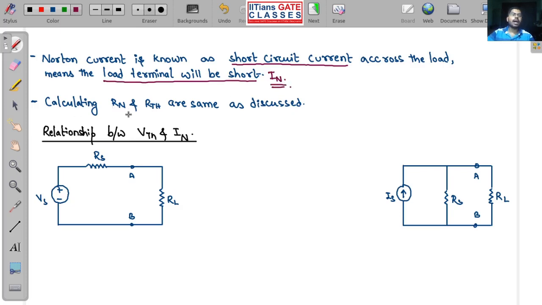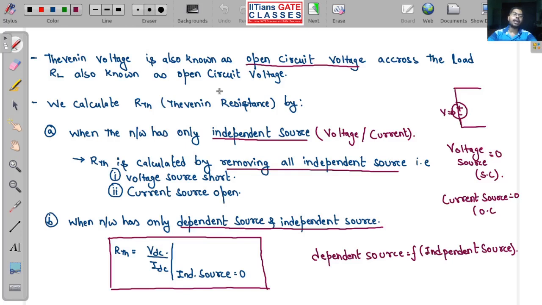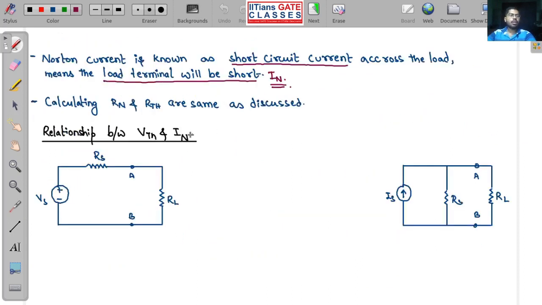So the calculations for RN and RTH are the same. The calculation for RN, Norton resistance, and Thevenin resistance are the same. Okay. In both cases, if your circuit has only independent sources, we have seen how to calculate RTH, and if your circuit contains dependent as well as independent sources, we have also seen how to calculate it. So RN will also be calculated the same way. What about Norton current? How do we calculate Norton current? We are going to see.